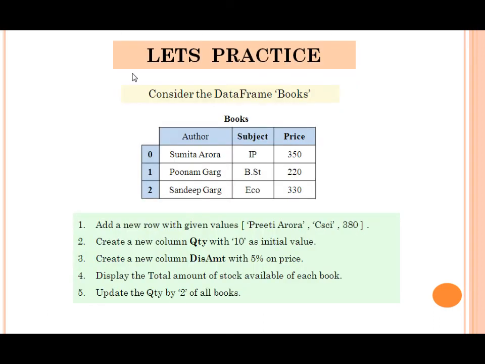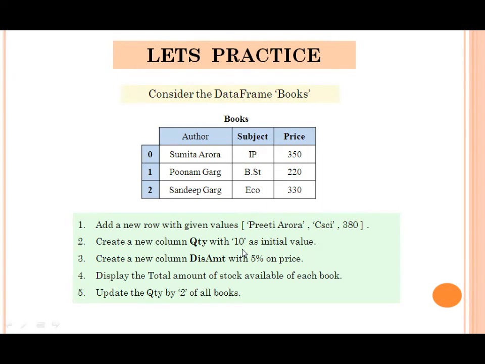Let's practice. Consider the data frame books. Books will be our data frame. Add a new row with given values. You have to add a new, single row with given values: Preeti Arora, CS, 380. Second point, create a new column quantity with 10 as initial value. So here 10 is the scalar value. You have to add a new column quantity with one scalar value.